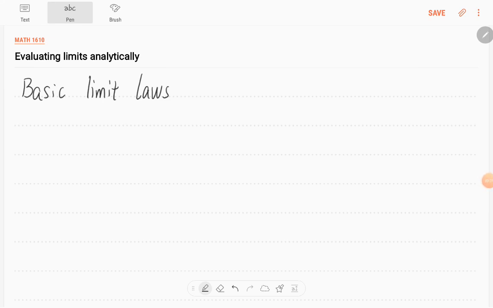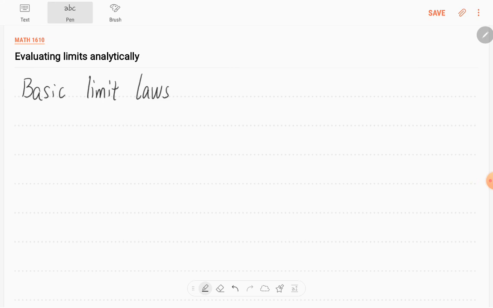So previously we have introduced finding the limit graphically or numerically. These two ways are not convenient. For the numerical way, you need to plug in many numbers and find the tendency of the values. For the graphical way, you need to know the graph, right?